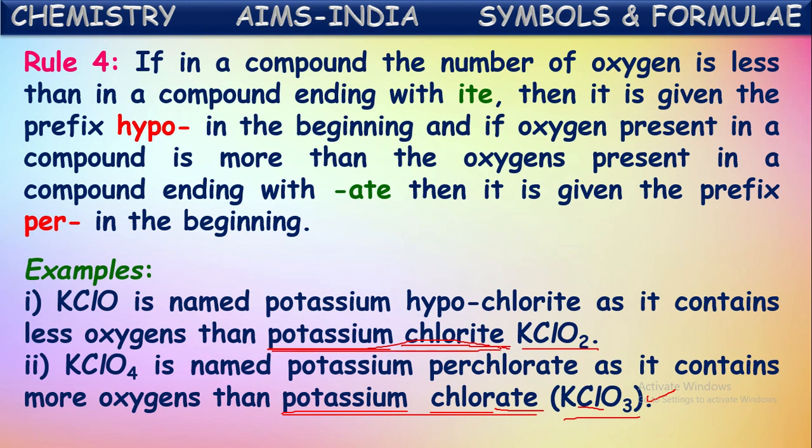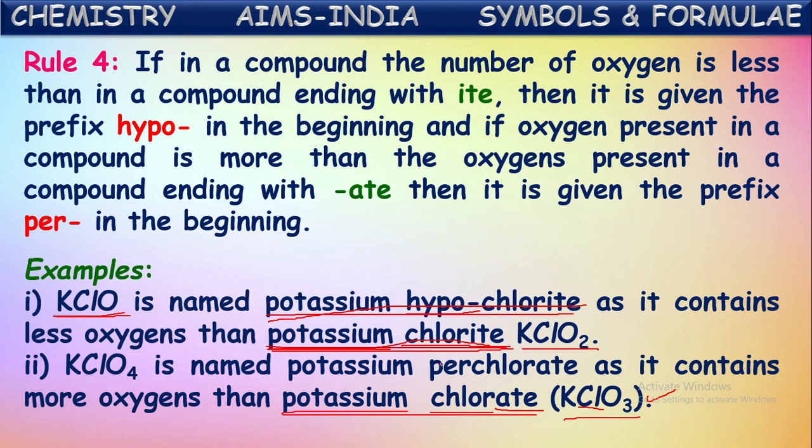But there exist some more compounds. One compound, KCl, if we observe, has fewer oxygen atoms than potassium chlorite. If a compound exists like this, then it is named by attaching the prefix hypo before the chlorine, the non-metallic element's name. Now it can be pronounced as potassium hypochlorite. Okay, potassium hypochlorite with formula KClO.